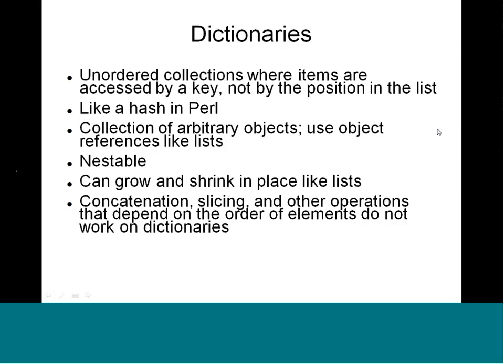They can grow and shrink in place just like lists. Concatenation, slicing, and other operations that depend on the order of the elements do not work on dictionaries. So all these operations which depend on the order of elements do not work in dictionaries.